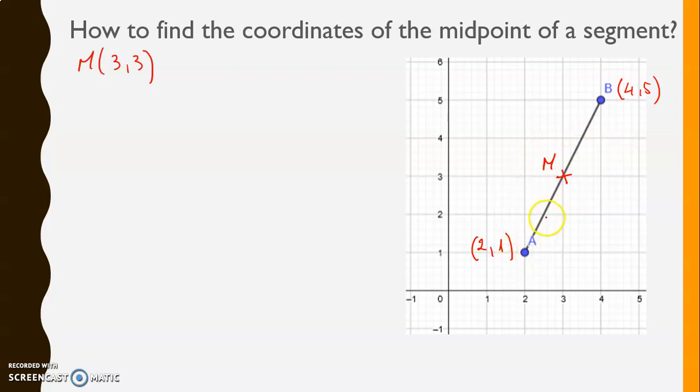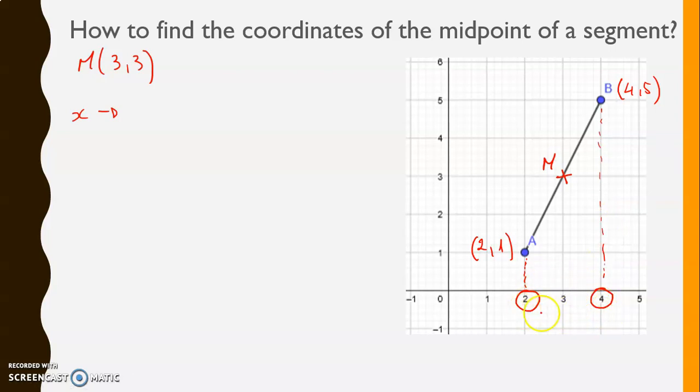So how can we find these coordinates, the x component and the y component? Well, first let's have a look at the x component. Let's show the x coordinate of A, which is 2 in this case, and have a look at the x component of B, which is 4.